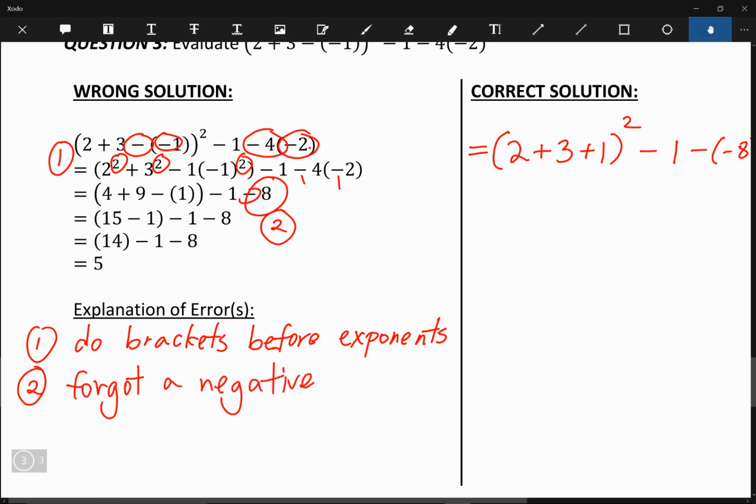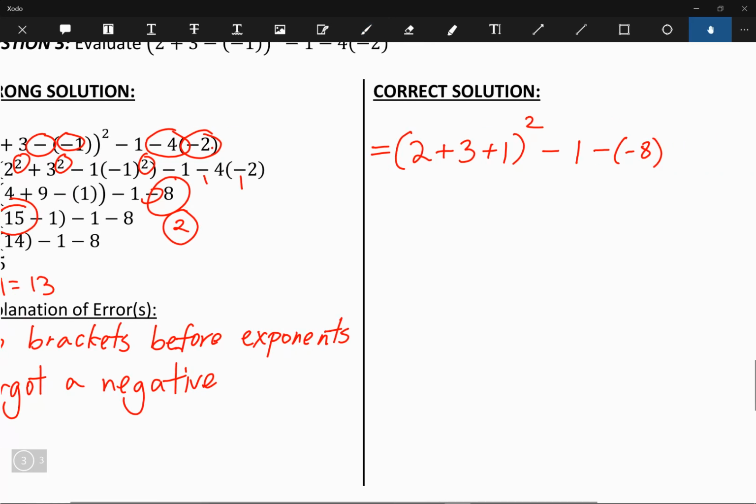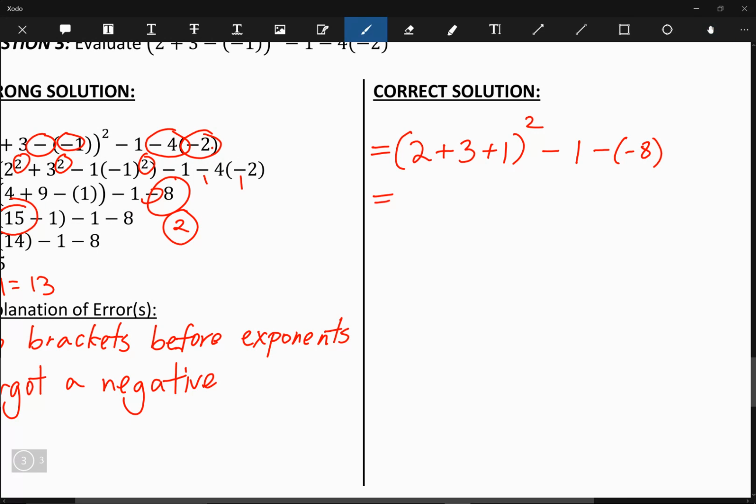Okay, and so here 15 is the last mistake. 4 plus 9 is equal to 13, not 15. Okay, so simple addition mistake. So what's the actual solution? So let's go back to our correct solution and try and figure this out. So 2 plus 3 plus 1, that gives me 6. I'm going to square that. And then I have minus 1, and double negatives make plus 8.